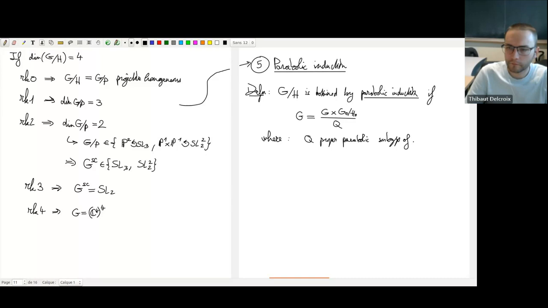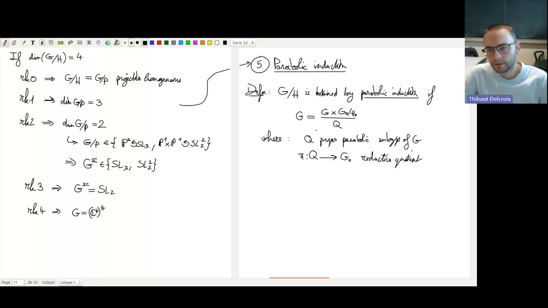You have a quotient, G0 is a reductive quotient of Q. And the quotient is, Q acts on G times G0 mod H0 for this quotient by the following action. So you act by multiplication by Z inverse on the right for the G factor, and you act through the quotient pi for the second factor.